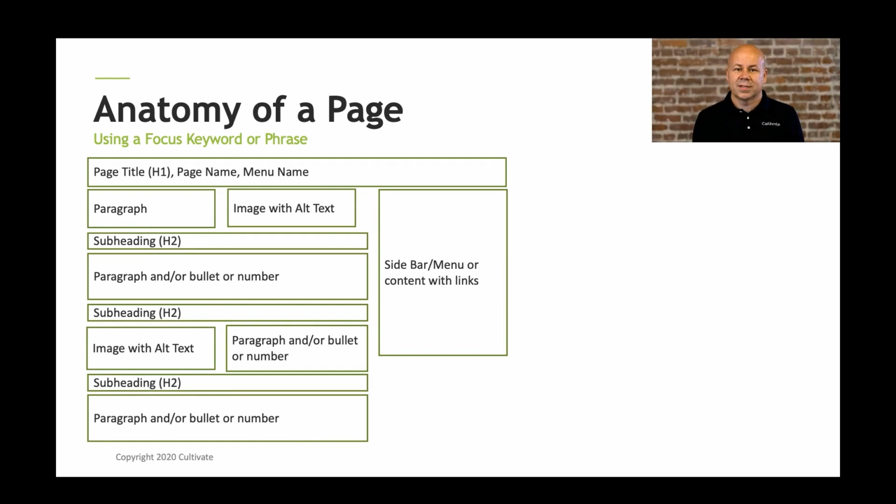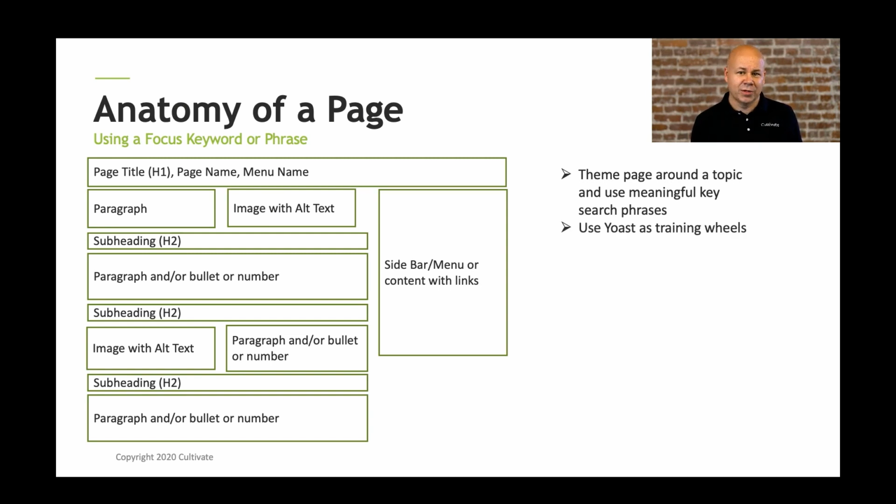So this simple diagram really helps to explain the anatomy of a page. So what we're trying to do is we're trying to theme a page around a topic and use these meaningful key search phrases that we're trying to target for our website. That's what we're trying to theme the page around. And there's a free tool that we can add to our site, especially if it's in WordPress, called Yoast. That's kind of like our training wheels for SEO. So with the free version, we can do just a few basic things and it'll help coach us along to make sure we're at least covering some of the major bases.